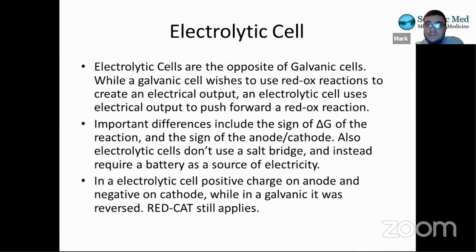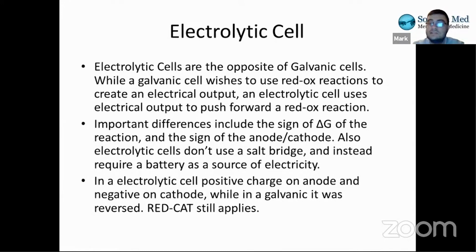Electrolytic cells are the opposite of galvanic cells. While a galvanic cell, as I mentioned, uses a redox reaction to create an electrical output, to create a voltage, and that's what we've been looking for, the reaction that creates the highest voltage, an electrolytic cell is exactly the opposite. In an electrolytic cell, you are actually using a battery. You're using electricity to make a reaction happen. Instead of using a reaction to make electricity, you're using electricity that you already have to make a reaction that wouldn't normally happen, right?